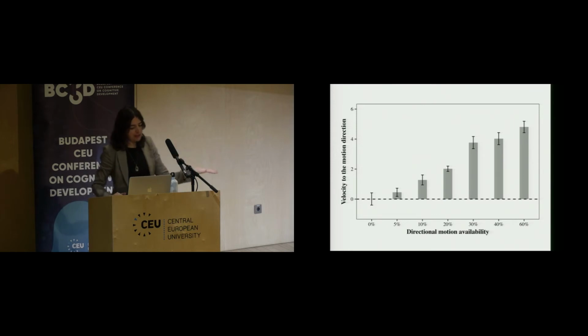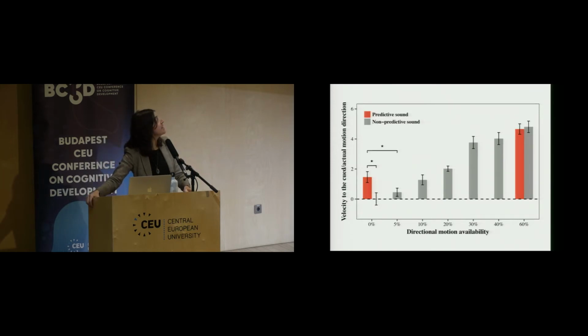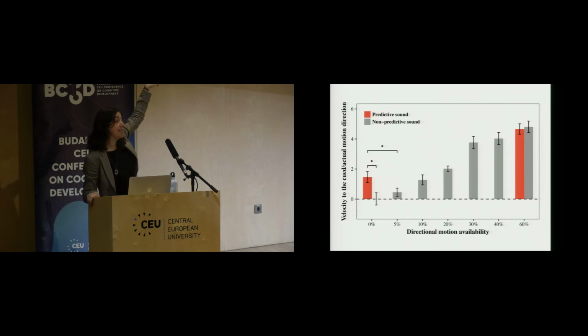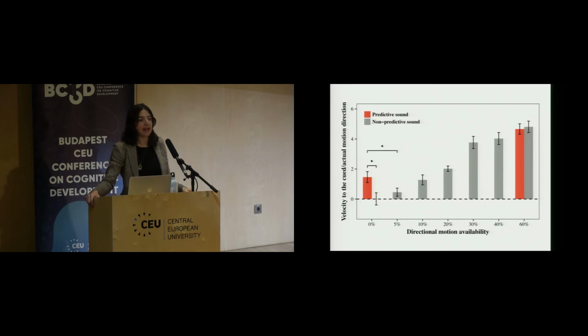Now, if we overlay the predictive cue on top of this, what we see is that there's no difference at the 60% case, which I'm happy to talk about if people are interested, but there's a significant effect from 0%, again suggesting that this predictive cue is having an influence on motion perception in that particular level.